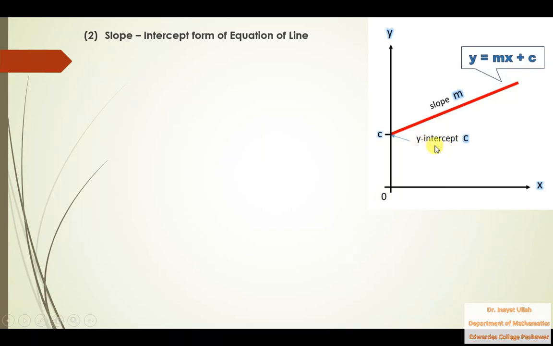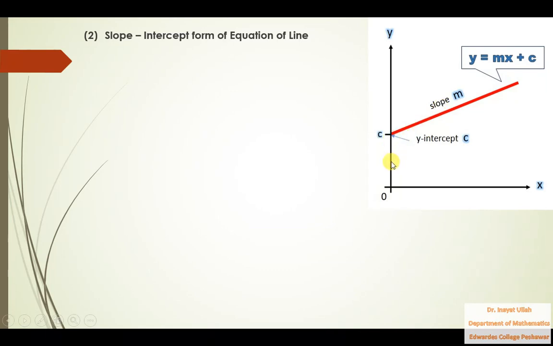So what is a y-intercept? That distance at which a line crosses the y-axis is called the y-intercept. So let's say this line crosses the y-axis at this distance, and this distance is denoted by c. Say c is some number, 2, 3, 4, etc. And just look at this line. The steepness of this line is called the slope.